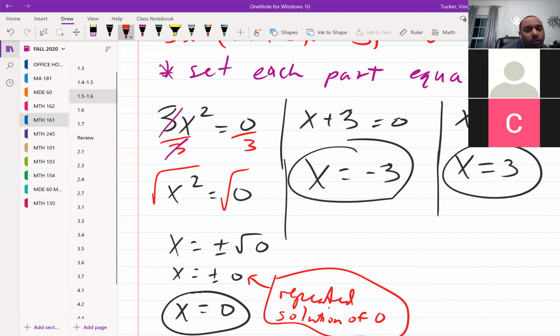And then when we look at the other two, x plus 3 equals 0 will be x equal to negative 3, and then x minus 3 equal to 0 will be x equal to 3. So those will be our 4 solutions: 0, 0, negative 3, and 3. So of course you only have to write 0 once, but just let you know that that's where the fourth solution went.